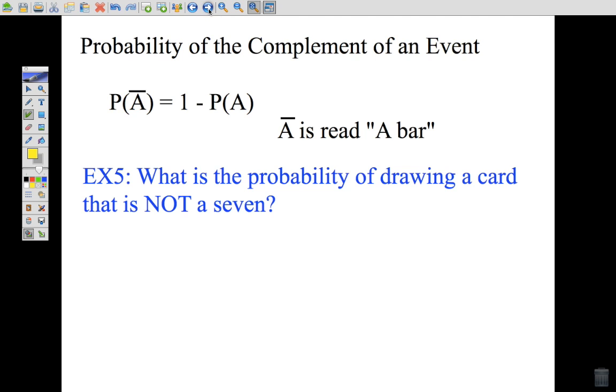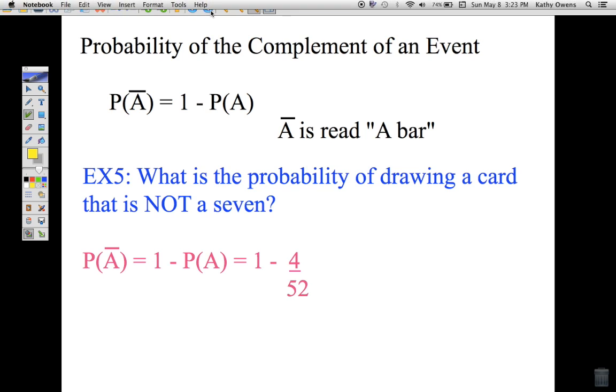Let's look at a math example. What's the probability of drawing a card out of a standard 52 card deck that is not a 7? Well, when they're asking you to find the probability of something not happening, they're actually asking for the complement of the event. So I'm going to take 1 minus the probability of actually drawing a 7. How many 7s are in the deck? There's 4 7s in the deck out of the possible 52 cards. So the complement here, in other words, the opposite, or as it's asking, the probability of not drawing a 7 is 1 minus 4/52.